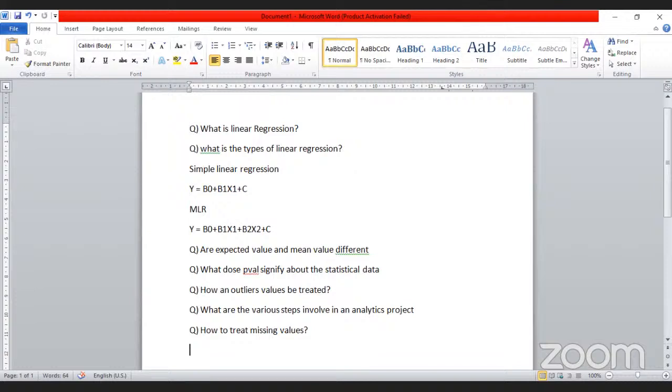So there are three ways to treat missing values: mean imputation, median imputation, and mode imputation. If we have outliers, then go with the median imputation. If we don't have outliers, go with the mean imputation. If we have categorical data, go with the mode imputation, right? That means we have to replace the missing values with the most repeated value, the mode, right?